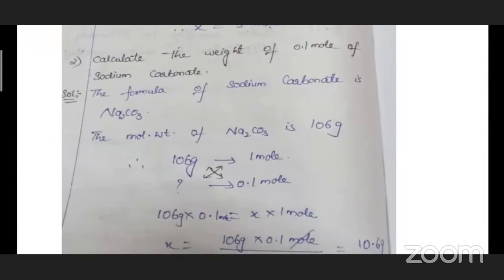Let us see another problem. Calculate the weight of 0.1 mole of sodium carbonate. So what is given here? Some moles are given and we are supposed to find out the weight of it. First we need to know the formula of the compound. If you know the formula, we can calculate its molecular weight. So what is sodium carbonate? Na2CO3. This also you have learned in your 10th class, acids, bases and salts, sodium carbonate. What is the use of sodium carbonate?